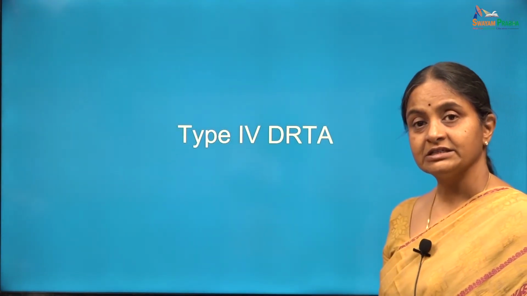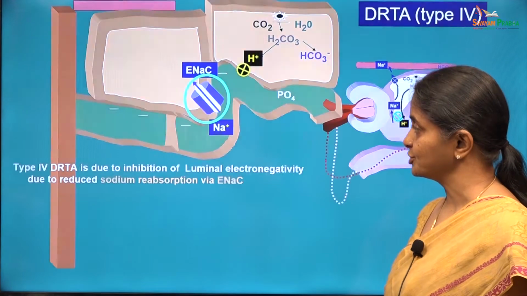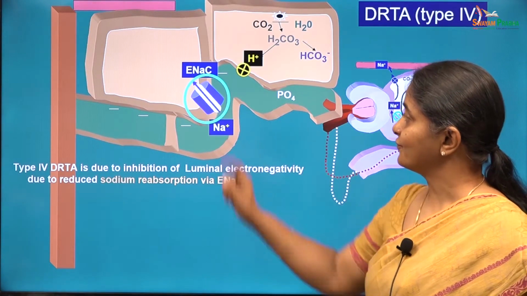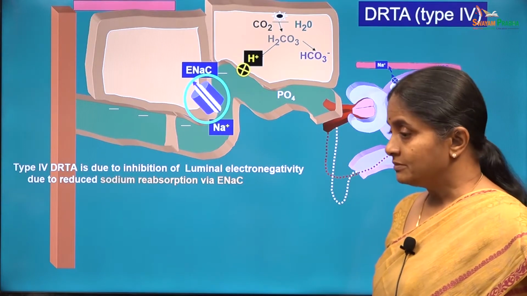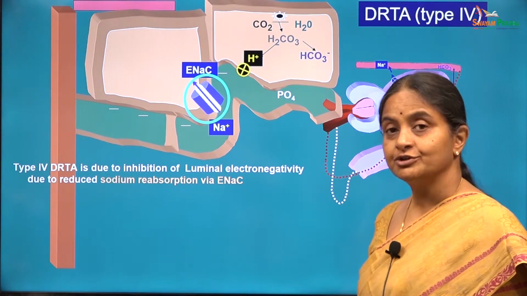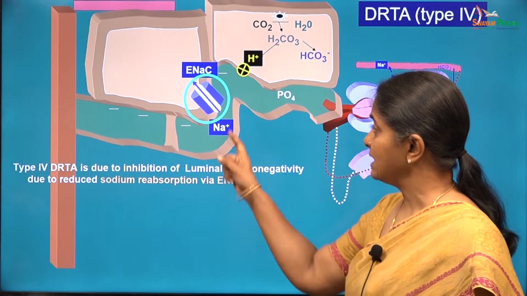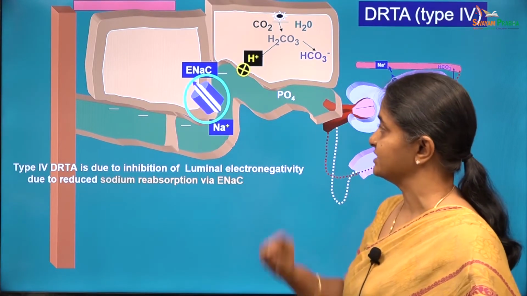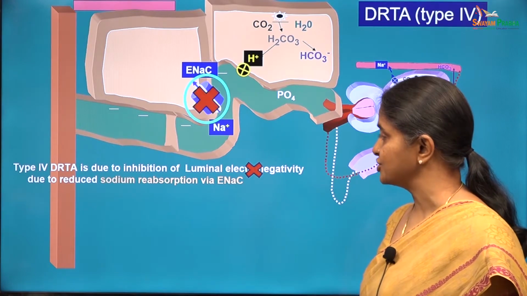Let us look at type 4 distal renal tubular acidosis. That comes up due to inhibition of sodium absorption through epithelial sodium channels. It is only sodium absorption through this that will leave the lumen electronegative. So, what may these conditions be?